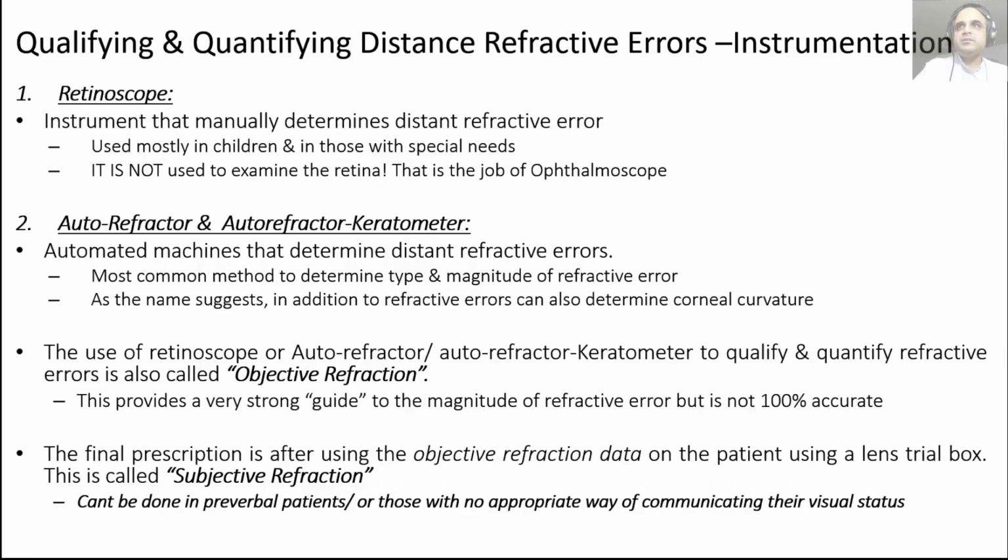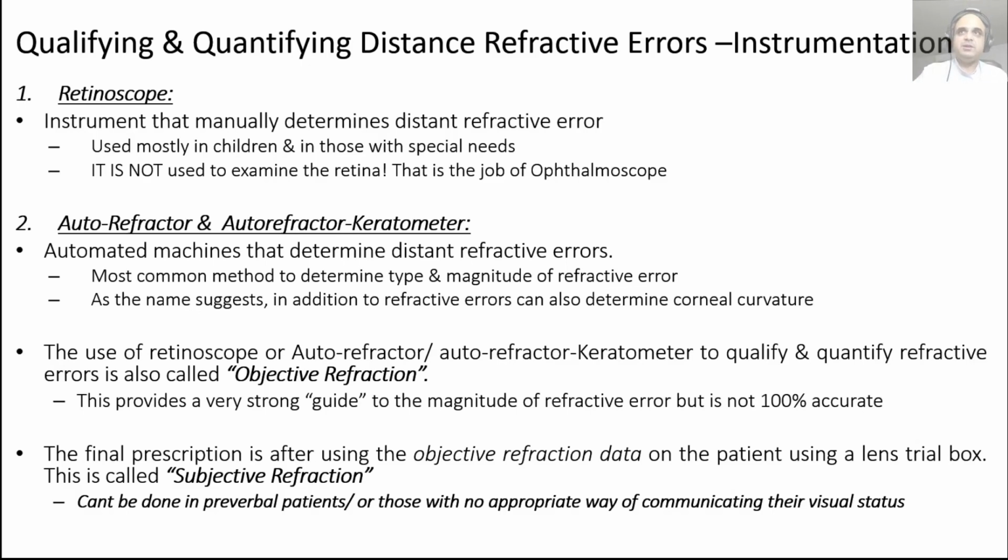And it should be obvious that subjective refraction can't be done in pre-verbal patients because they can't respond to you. And it also cannot be done in patients who cannot tell you about their visual status. Special individuals, those who have trouble communicating, will not be able to benefit from subjective refraction. So the process for them stops at objective refraction, which is the best that can be done. So this is something that can be kept in mind. I'm just putting it here because somebody might ask you this, and you might be doing subjective refraction in pre-verbals without thinking. What are they going to tell you? They can't tell you anything.